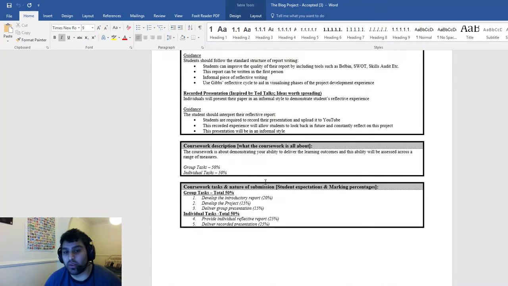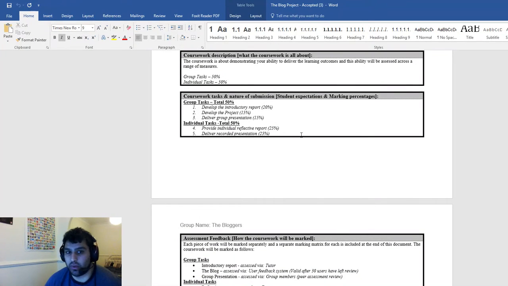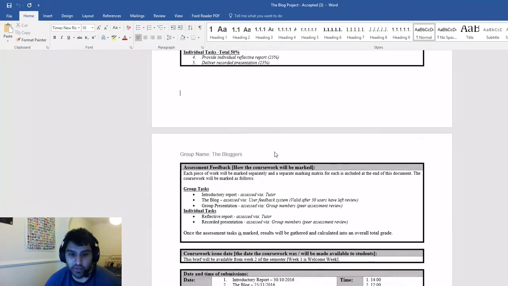As I said before, it was 50% group and 50% individual tasks for the mark for the module. And then we've got the individual weightings of each task lower down. So we've got 20, 15, and 15. The report makes up 20% of the mark. The blog itself is 15. Our group presentation is 15. And then 50% for the individual tasks, which is the individual report and this recorded presentation.